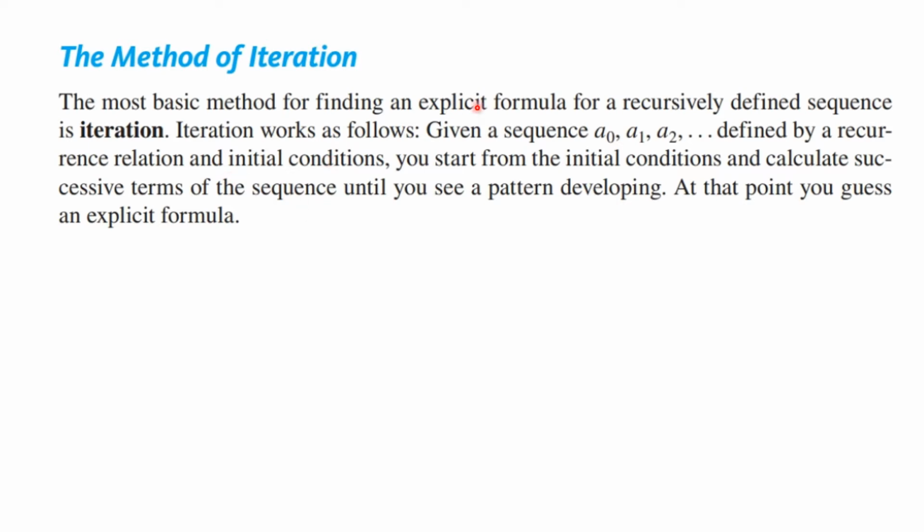The most basic method for finding an explicit formula for a recursively defined sequence is iteration. Iteration works as follows. Given a sequence, a0, a1, a2, and so on, defined by a recurrence relation and initial conditions, you start from the initial conditions and calculate successive terms in the sequence until you see a pattern developing. At that point, you guess an explicit formula, and you can seek to prove that explicit formula by induction.